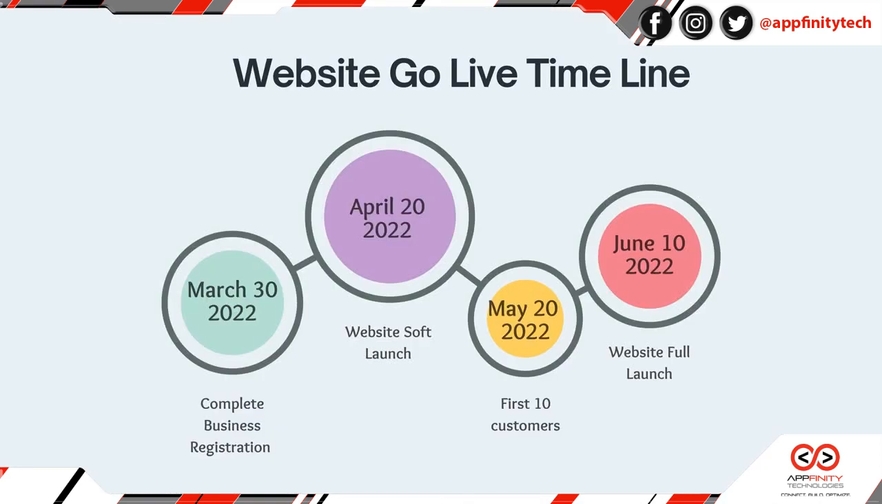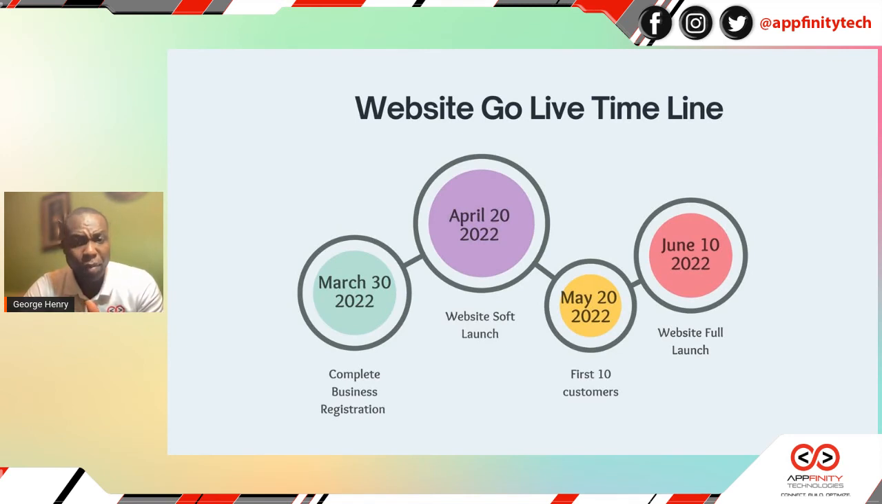All right. Now let's look at some of the timelines that we have. The website go live: we want to go live with the website by April 20, 2022. We want to launch the website by then. For March 30, which is the end of this month, we want to have the business name registered and all the compliance, etc., taken care of by the end of this month.